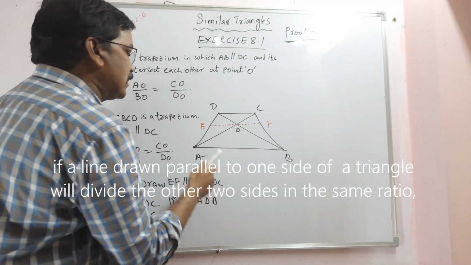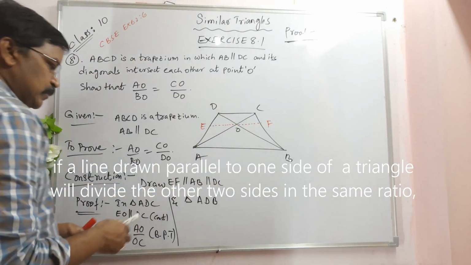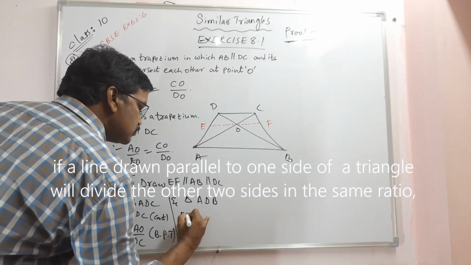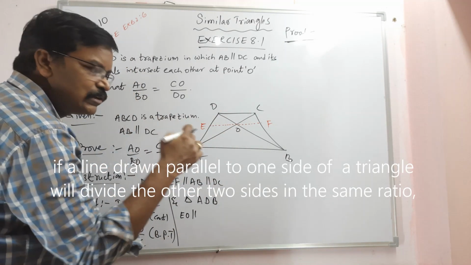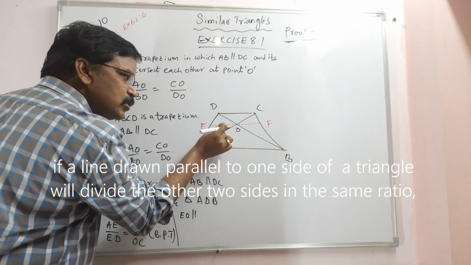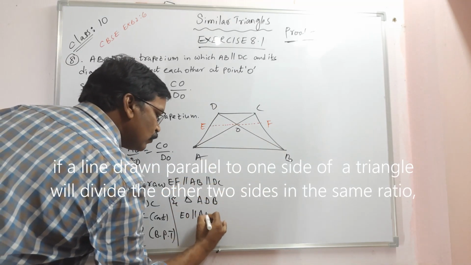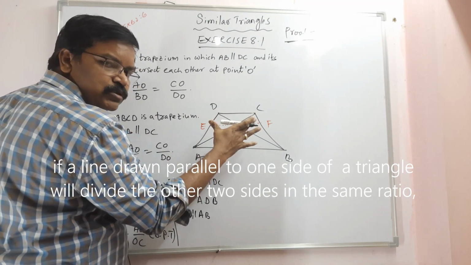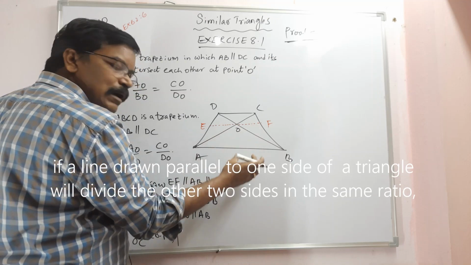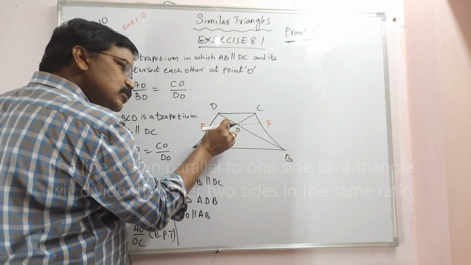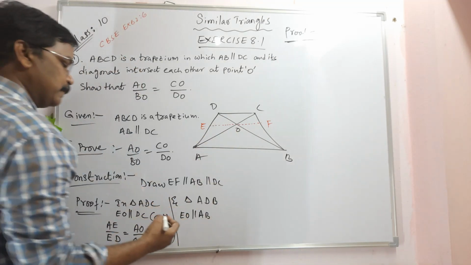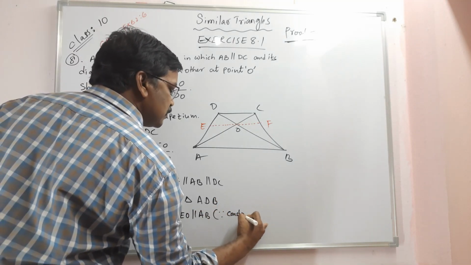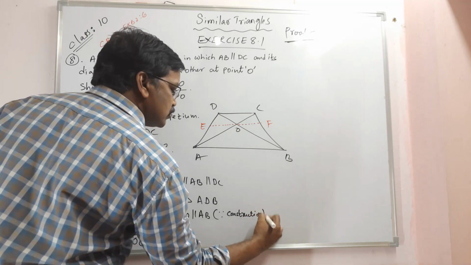Right, coming to this triangle ADB, here also the same. This EO is parallel to what? In triangle ADB, EO is parallel to AB. Why? EO is a part of EF, and from the construction, EF is parallel to AB. That means EO is also parallel to AB, right? This is construction.